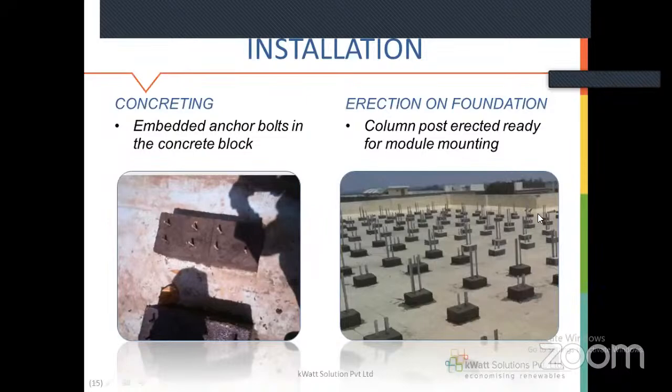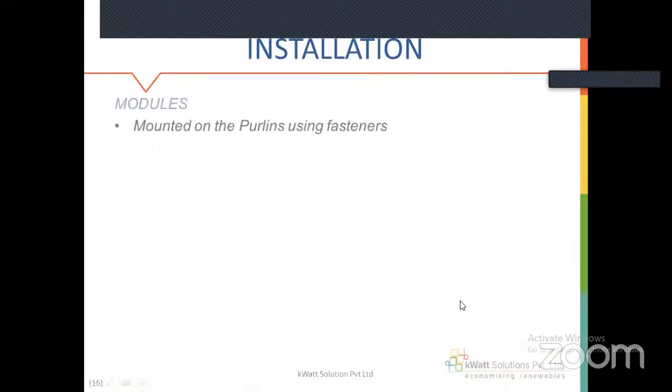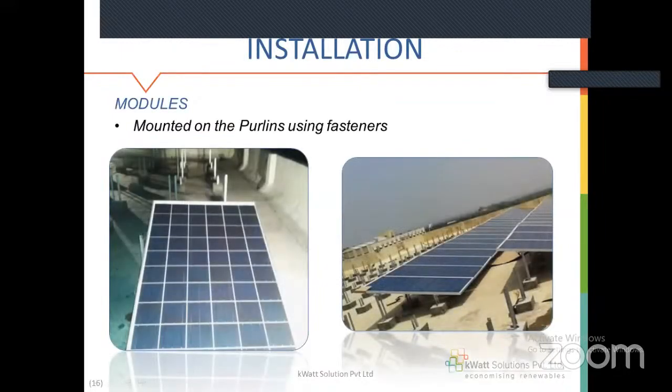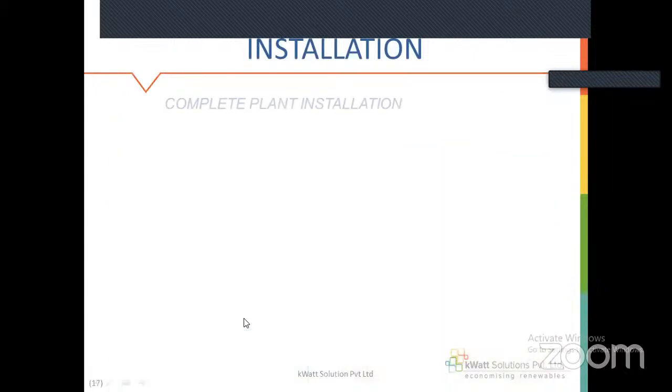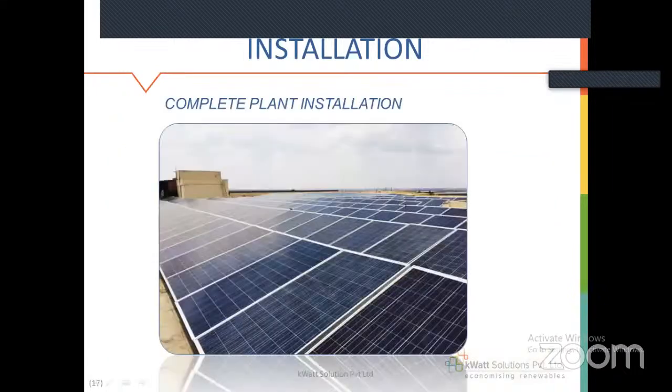So these are the columns, vertical columns. As you can see, the back column is at a greater height, and the front is at a lower height, so that you get the slope properly. Once that is done, you need to install the rafter, the purlin, and the solar panel like this. So this is called one row, second row, and so on. This is the complete solar plant that has been installed now. This is not at a greater height. This is a very low height at the terrace level.